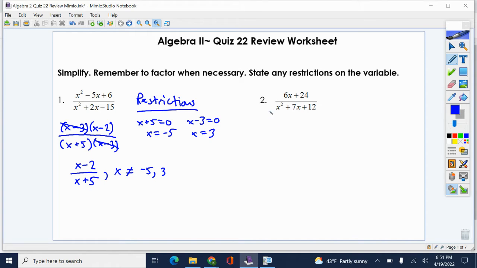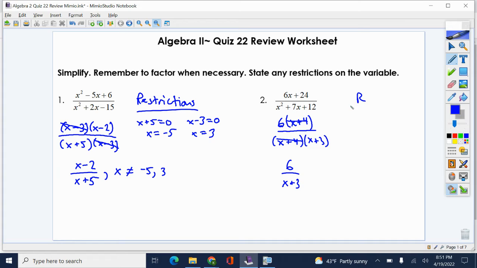Next problem. Up top, I can take GCF of 6 out of both. So I can say that's a 6. 6 multiplies x plus 4. In the denominator, numbers that multiply to 12 that add to 7, 4 and 3. Remember, these problems are generally set up so that if you see it up top, you very well should see it underneath. So you can use that to help you factor. X plus 4s are going to cancel. So 6 over x plus 3.